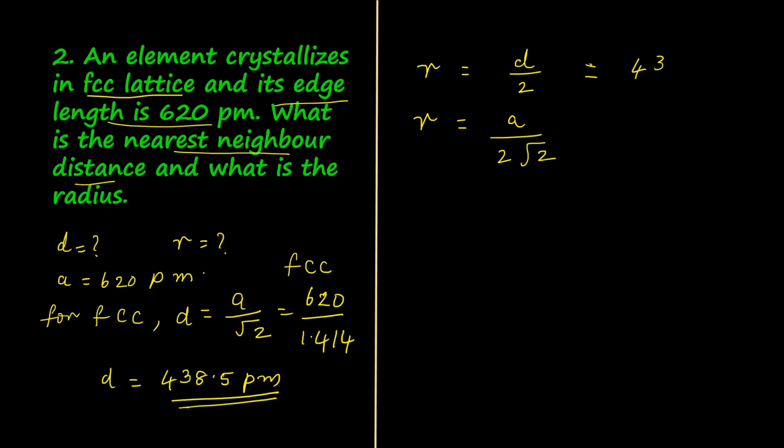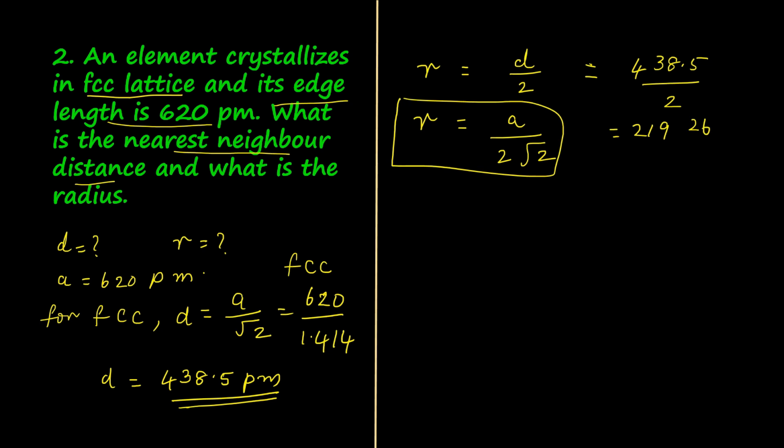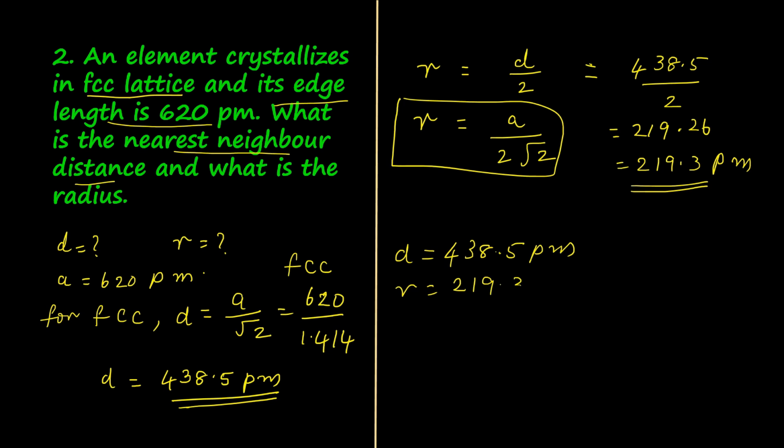So, substituting for D, we have 438.5 divided by 2 equal to 219.3. We will choose 4 significant figures. So, D is equal to 438.5 picometer. R is equal to 219.3 picometer. It is very easy.